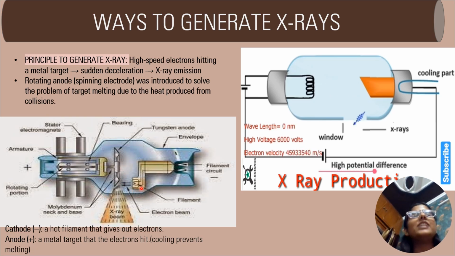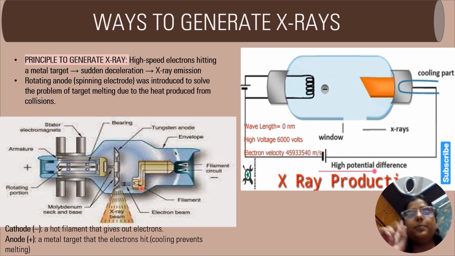Now, when these high-speed electrons strike the tungsten target, they undergo sudden deceleration. The kinetic energy of these electrons is then converted into two things: heat and X-rays, 99% heat and 1% X-rays. Now, even though the X-rays are a small fraction of the total energy, they are extremely powerful.